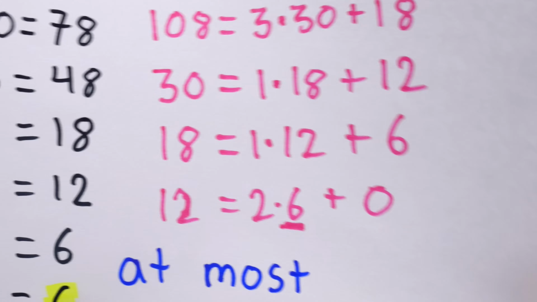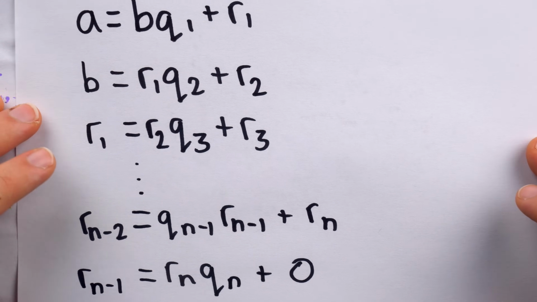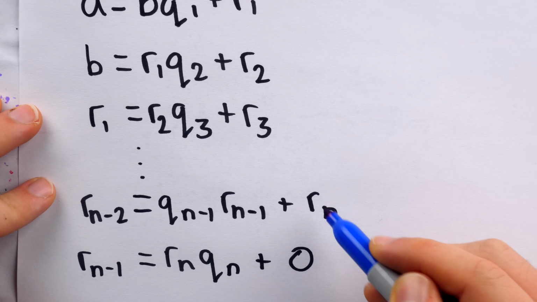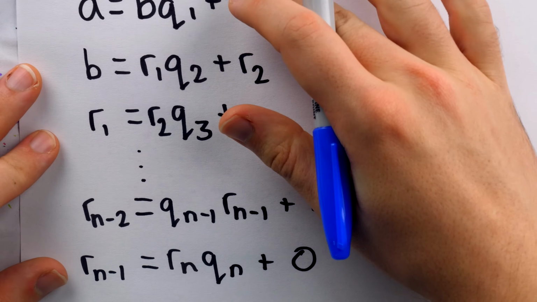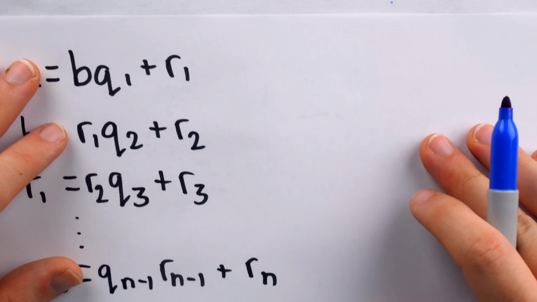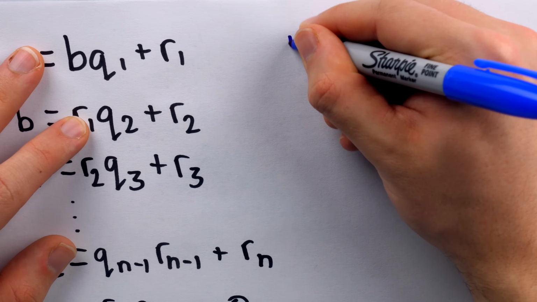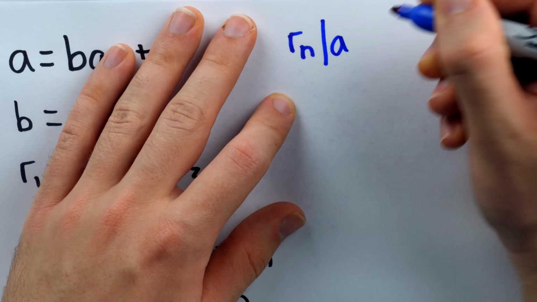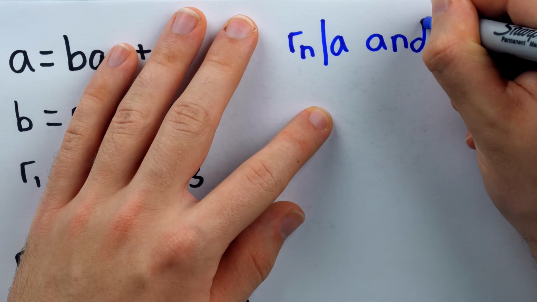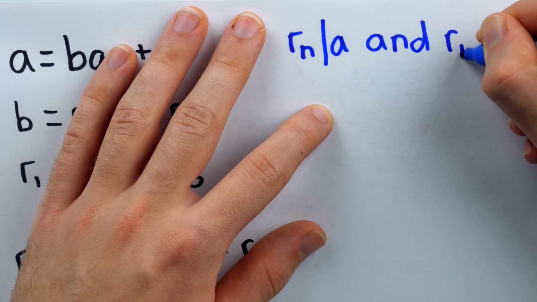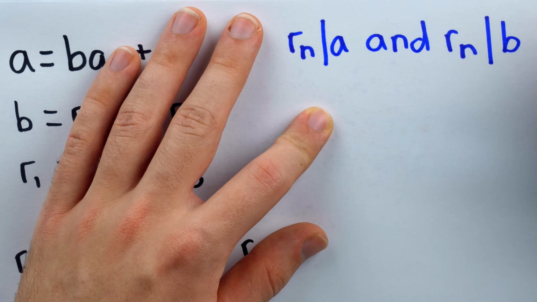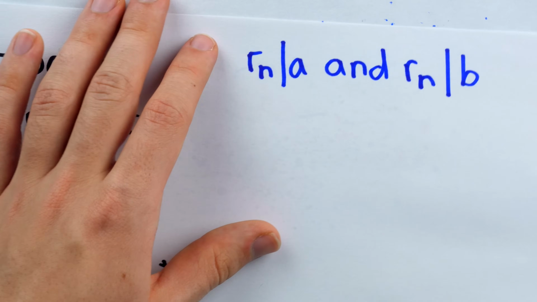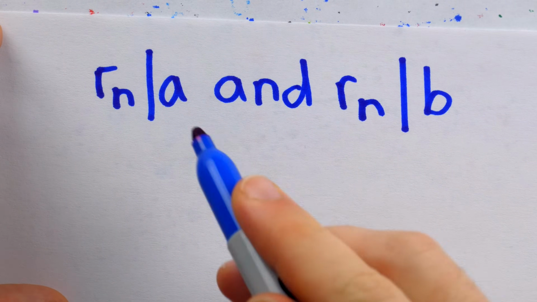Now remember, in the algorithm, it's the last non-zero remainder which we say is the greatest common divisor. So in this case, that's Rn. So to establish that this algorithm does what we claim, we first need to establish that this last non-zero remainder, Rn, divides a and divides b. That is, we need to prove that it is a common divisor at all. Forget greatest common divisor. First, we need to establish that it is a common divisor.